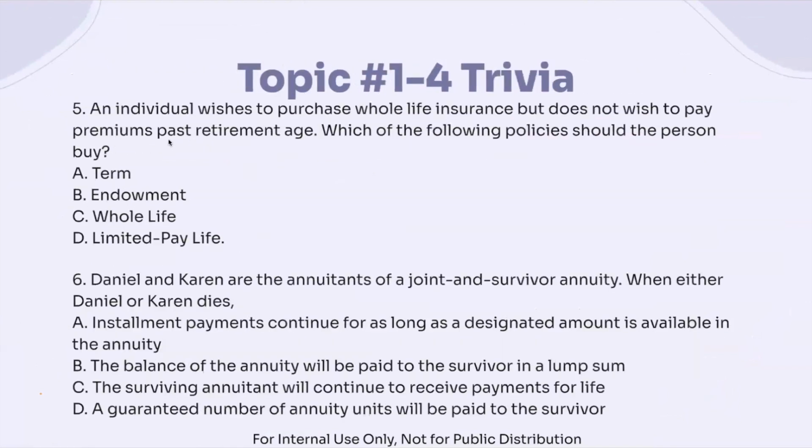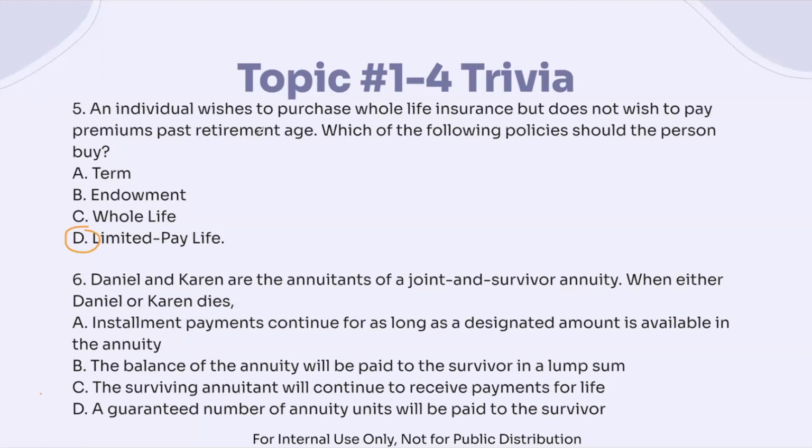So now let's look at questions 5 and 6, and we'll go over them shortly. Okay, for question 5, an individual wishes to purchase whole life insurance but does not want to pay premiums past retirement age. Which one should the person buy? Again, this is a contextual question, and the answer choice would be D. If you're only paying maybe 40 or 50 years and you're not paying after that, then that would be limited pay life.